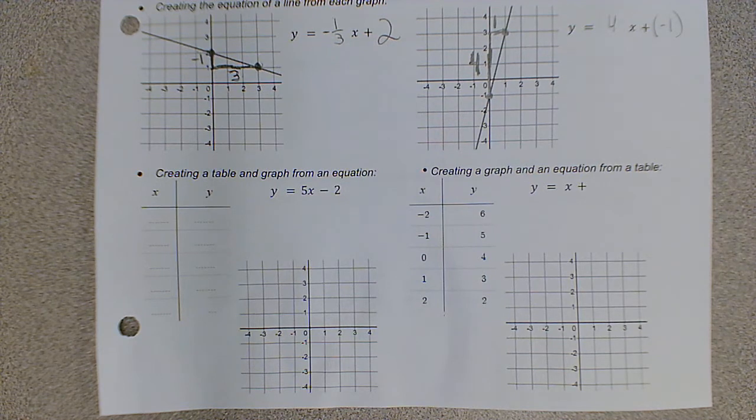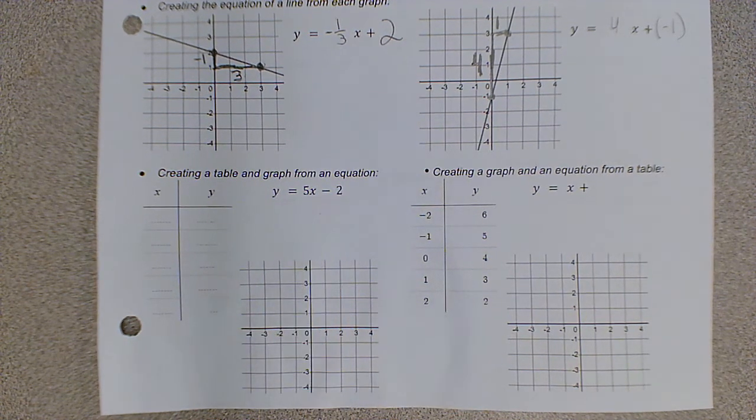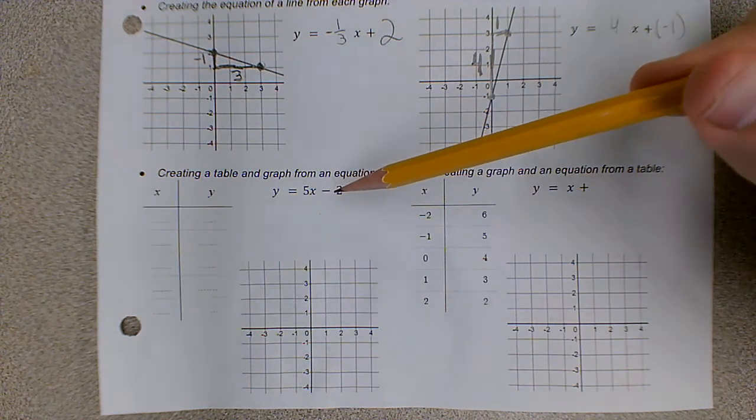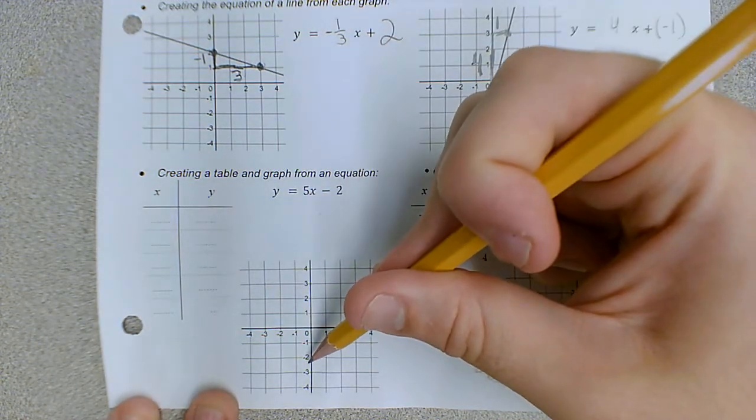Okay, so now that we know how to get equations from a graph, let's go ahead and go the other way around. We want to get a table and a graph from an equation. We're going to go opposite order. So I'm going to use my equation to make a graph. I'm going to go ahead and place my first point at -2 because that's my y-intercept.